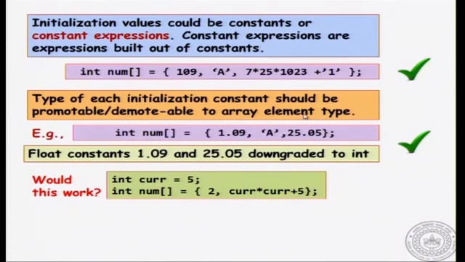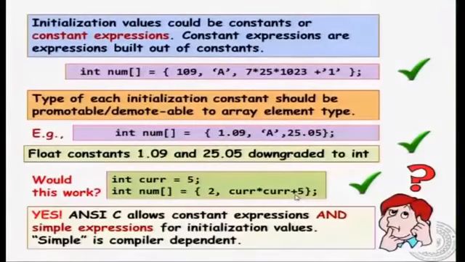Now, these are about constant expressions. What about expressions involving variables when we initialize an array? Can we do something like this? int curr equal to 5, and then the num array is initialized with 2, comma, curr * curr + 5. Will this work? The answer surprisingly is that it will work on most compilers.